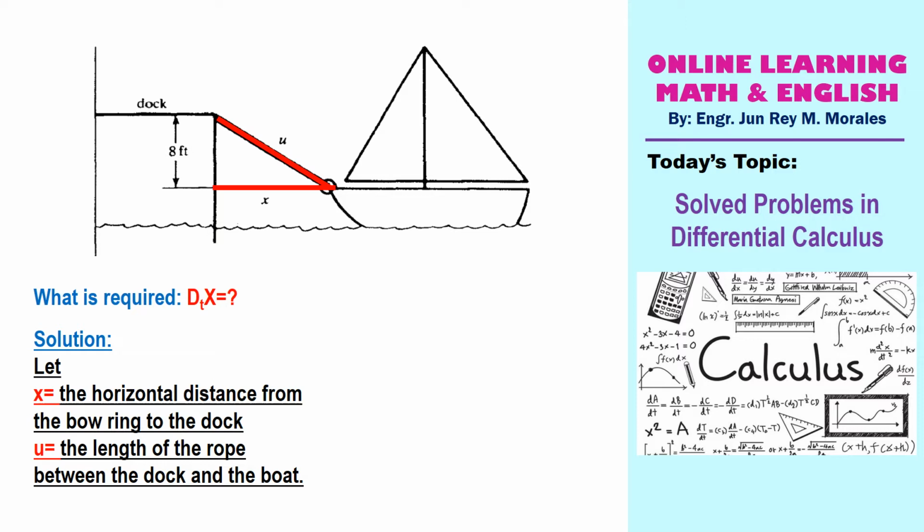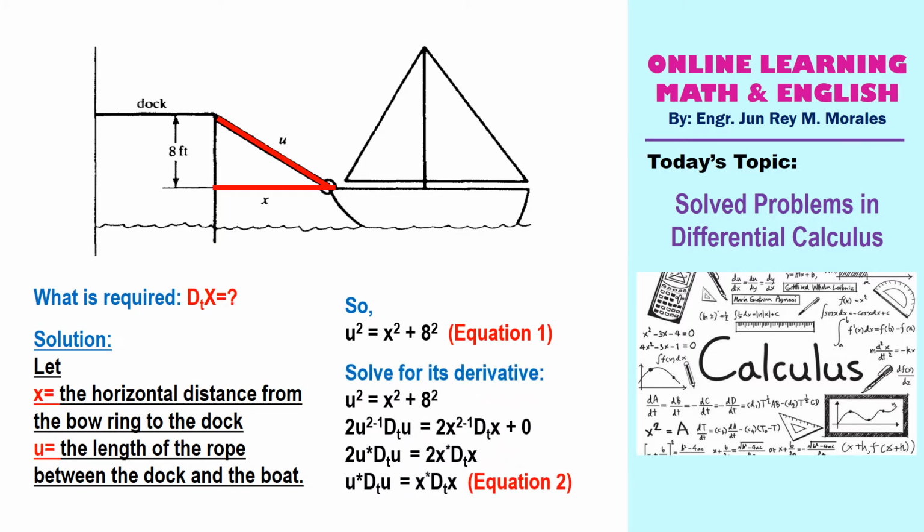By the Pythagorean theorem, we can say that u squared is equal to x squared plus 8 squared. Let's call it equation number 1. Then let's solve the derivative of equation 1. Then we call this equation number 2.